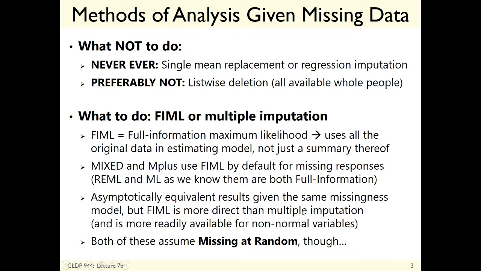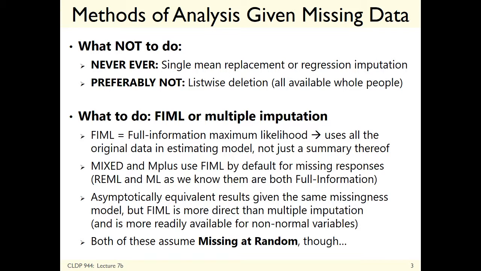Whether or not to do imputation versus full information maximum likelihood, if you're talking about missing outcomes, it really is six of one, half a dozen of the other. Given the same missingness model, meaning that you have the same variables in that are supposed to be related to either the outcome or the missingness or both, asymptotically equivalent results will be found when using multiple imputation versus full information maximum likelihood. The latter is way easier to do in practice.